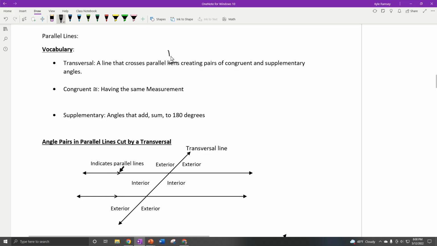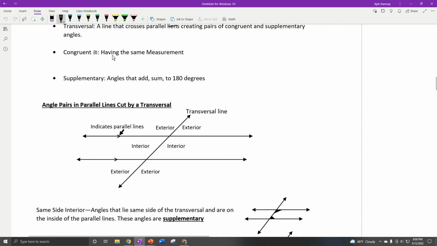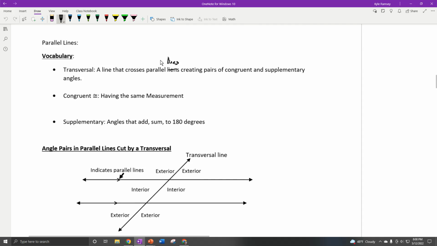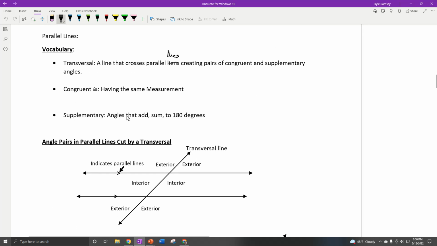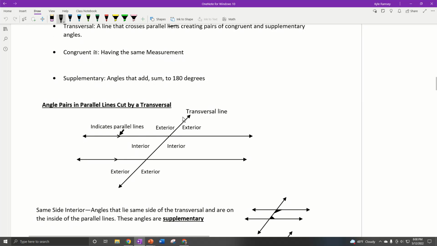So that's what it's supposed to be, not leans. It's supposed to be lines. And then congruent, having the same measurement. And then we have supplementary angles. So that means they sum up to 180 degrees.